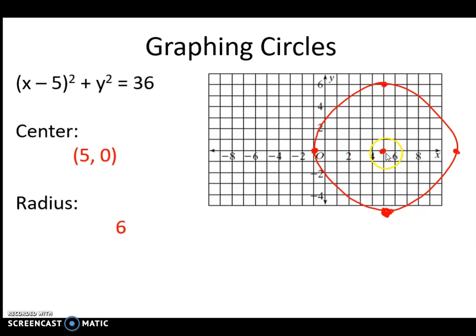So from here, you're going to put a dot on 5, 0. And then you're going to go out 6. I know it's kind of out of the way, so put a dot there. Go 6 this way, put a dot. 6 that way, because it's the radius. And then draw a circle.